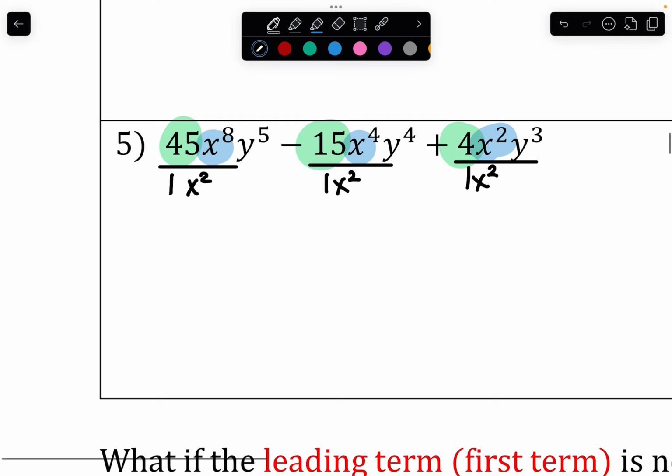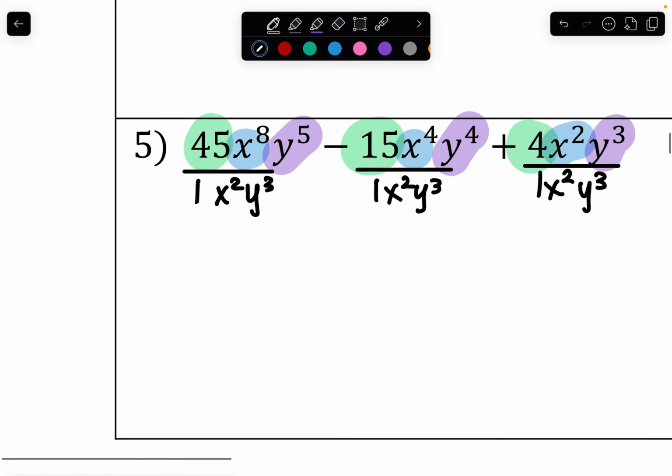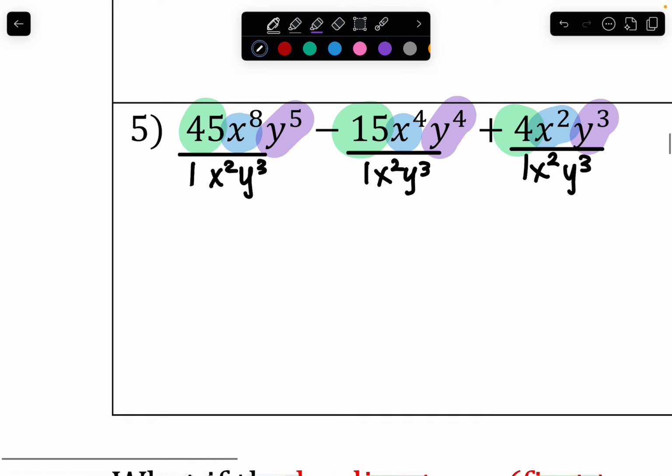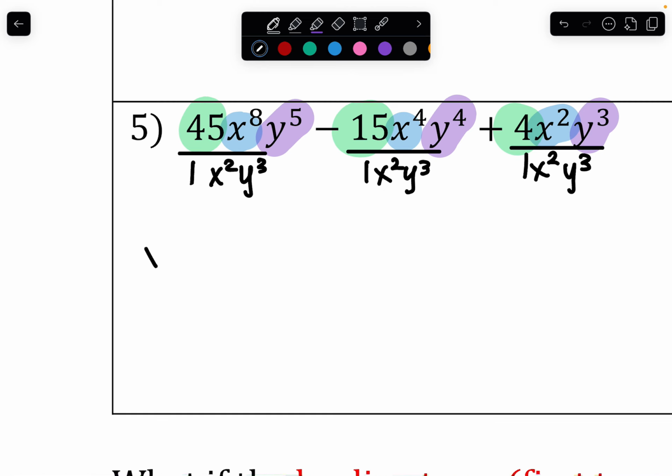And now we're going to look at the y's. We have y to the 5th, y to the 4th, y to the 3rd. So y to the 3rd is the most we're going to be able to divide each of these by. You don't want the denominator on bottom to be bigger than the top. That's why we're picking the smallest, because that will be the most. Okay, so our GCF here is 1x squared, y cubed.